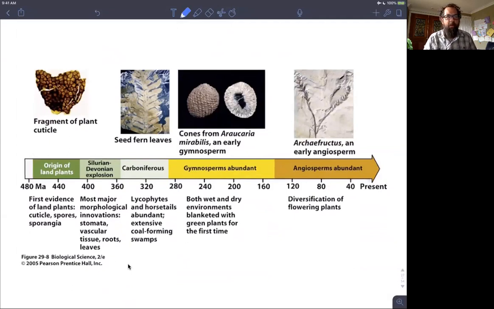What I want to point out here is this fossil. So there's a fossil out there. This was found in China, called Archaefructus. It's about 140 million years old, and has been touted as the first flower.